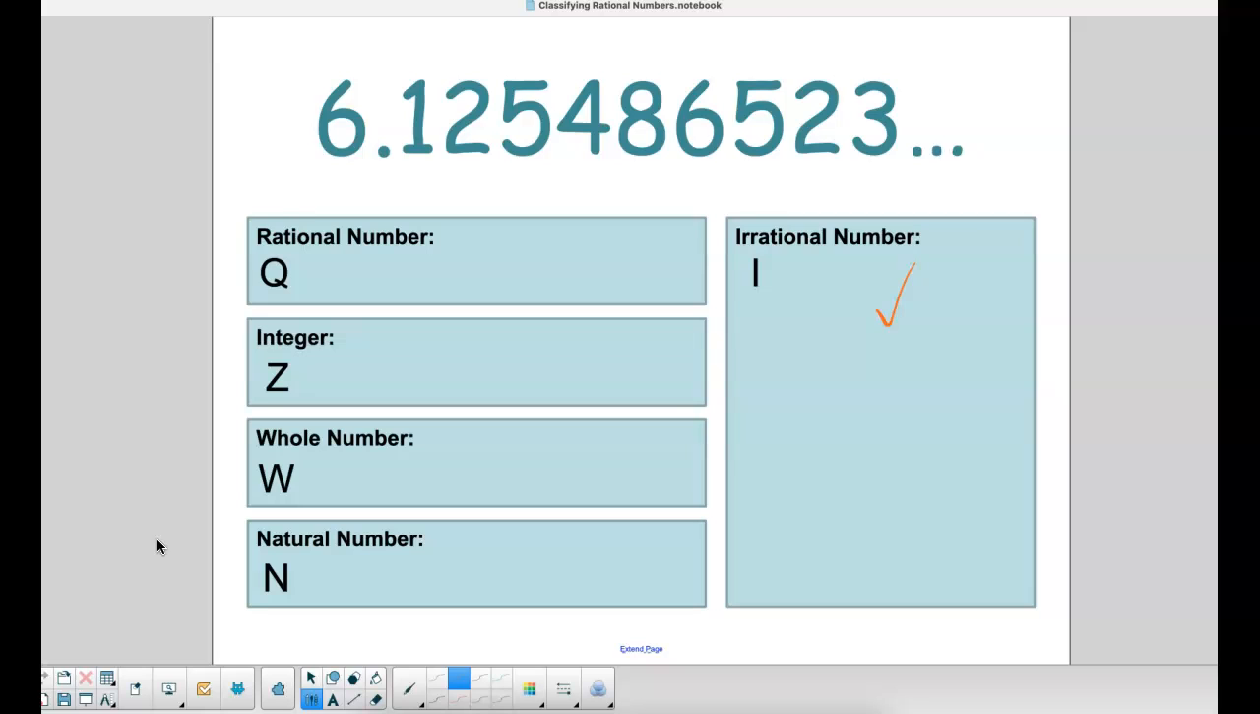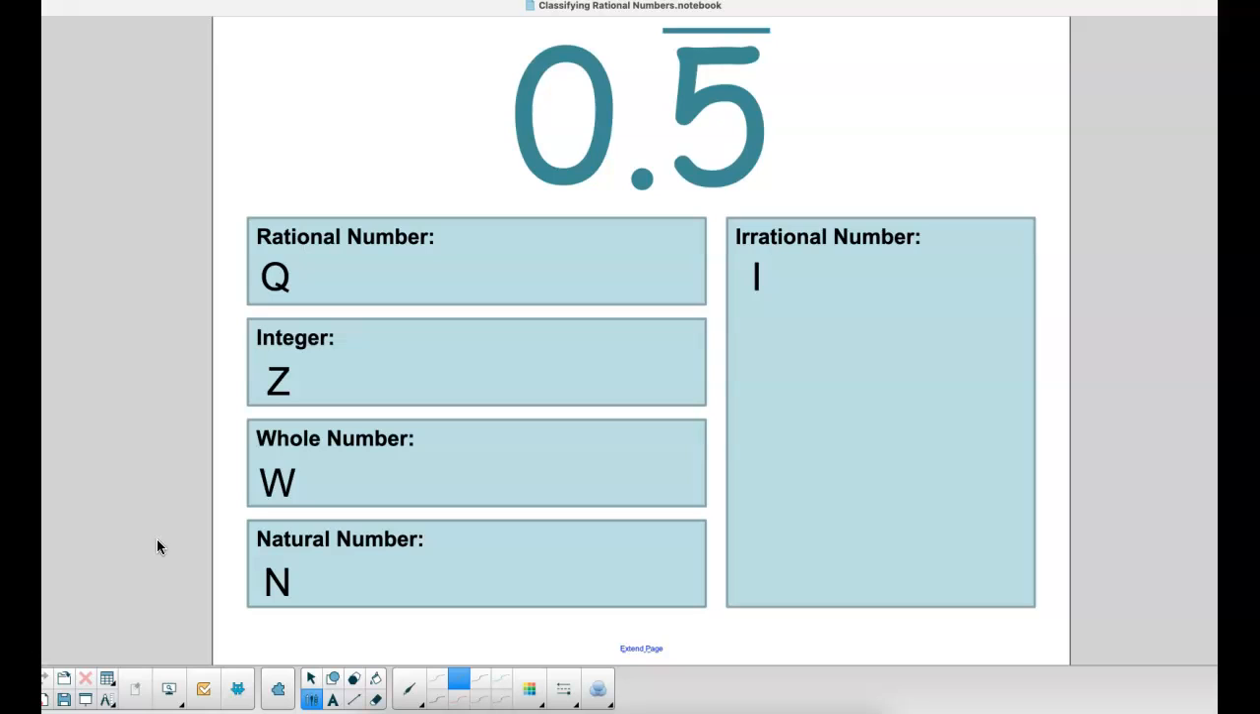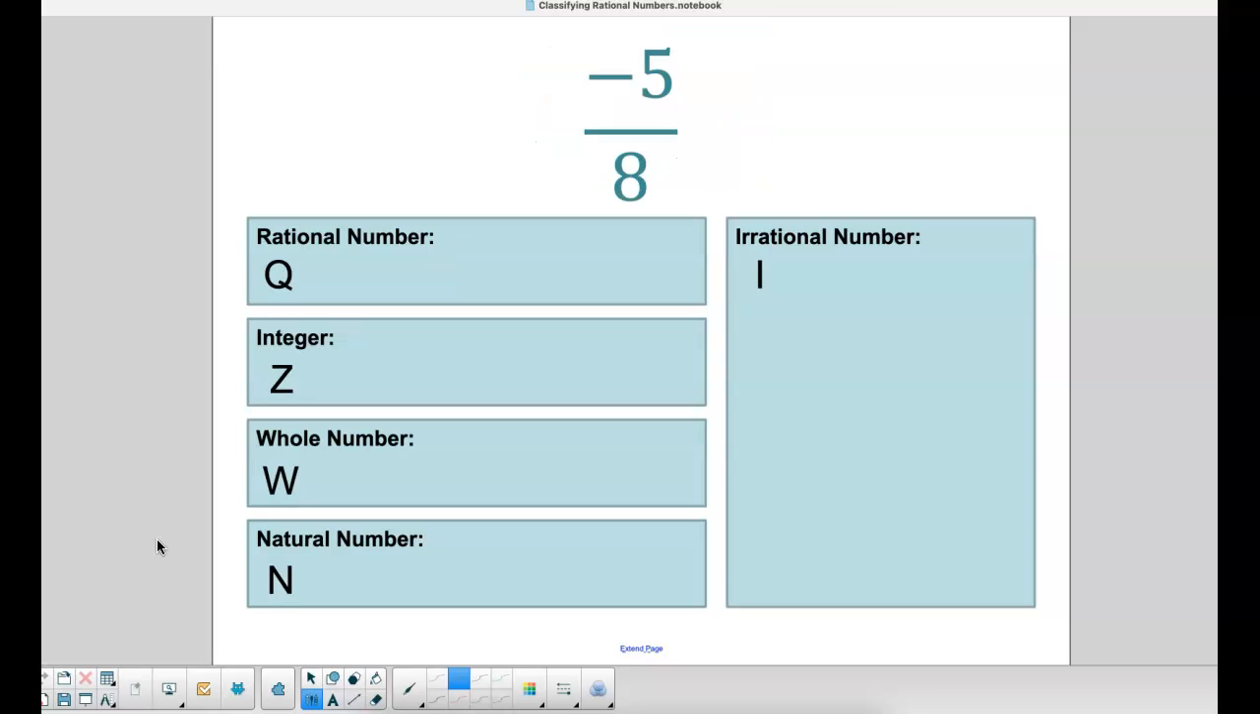The next one, 0.5 repeating. If you put that under irrational, cross it off. Repeating decimals are rational numbers. Okay, repeating decimals are rational. These are natural numbers. No, we didn't naturally count to 0.5 repeating. That'd be weird.